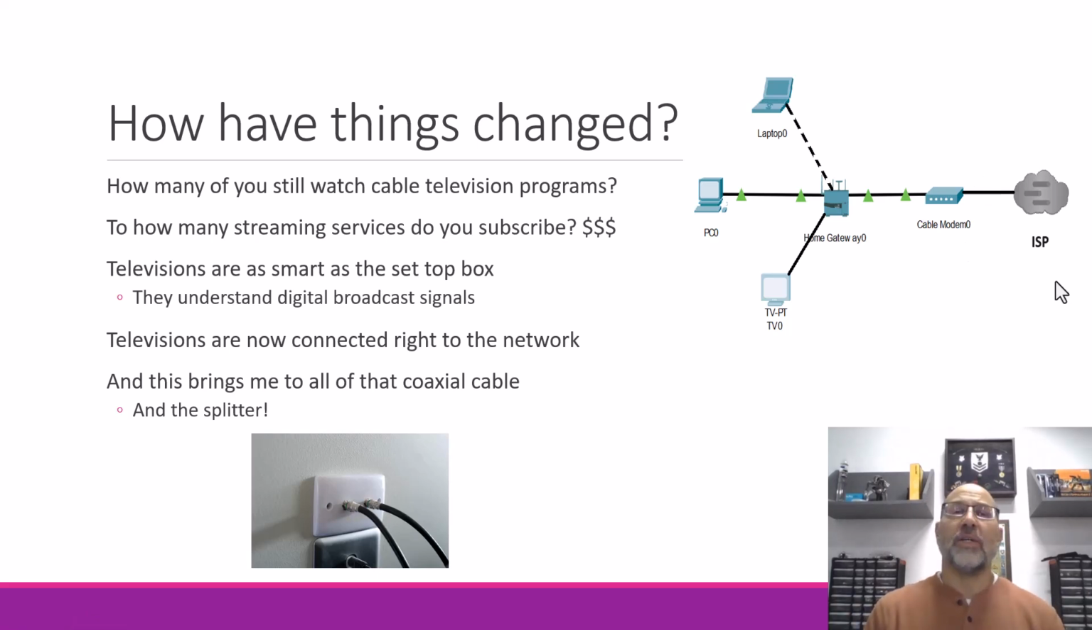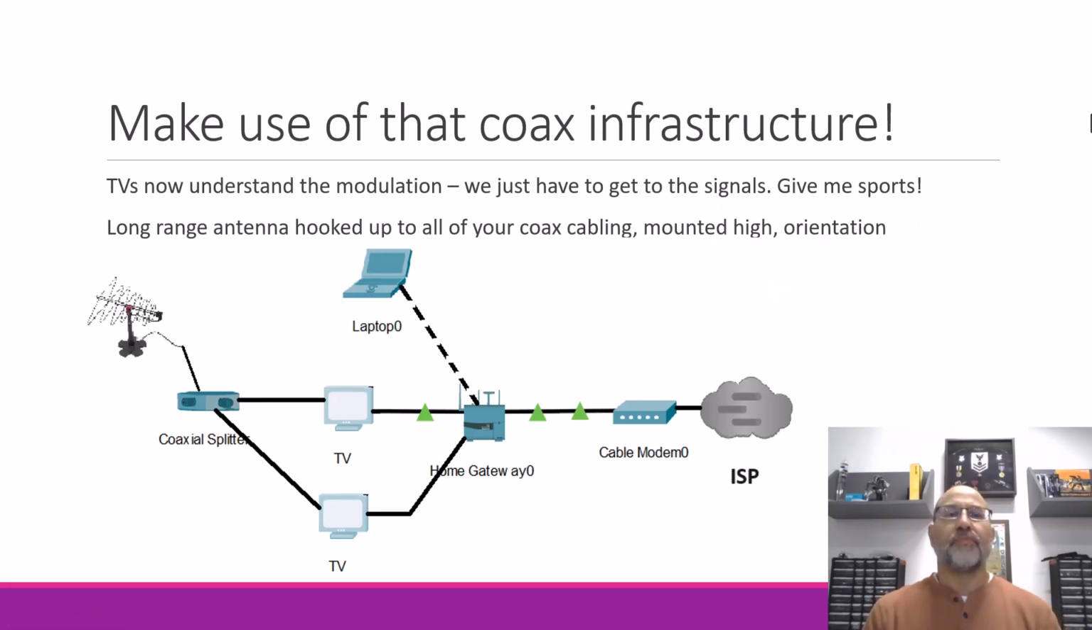So this brings us to the use of all of that coaxial cable. If you had multiple TVs in the house, then suddenly you've got multiple connections, multiple coax wiring going to all these TVs sprinkled throughout the house. And of course, you've got the splitter. So now what do we want to use all of that equipment for? Well, here's what we're going to do.